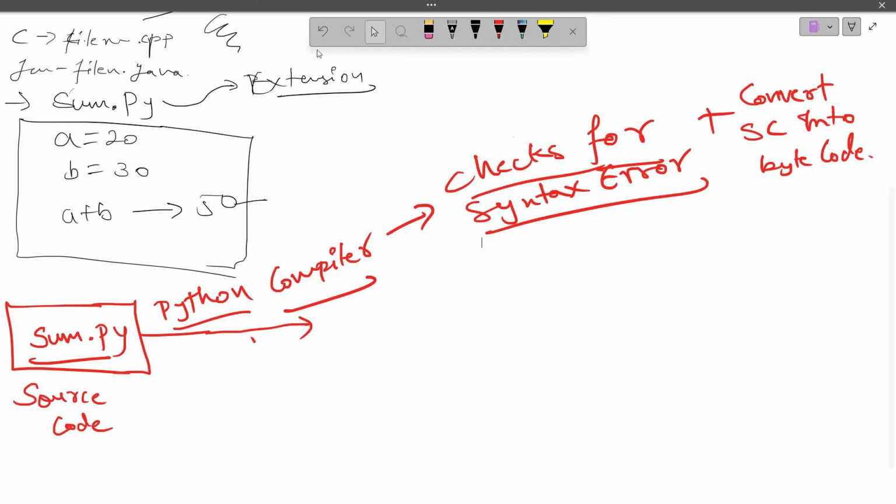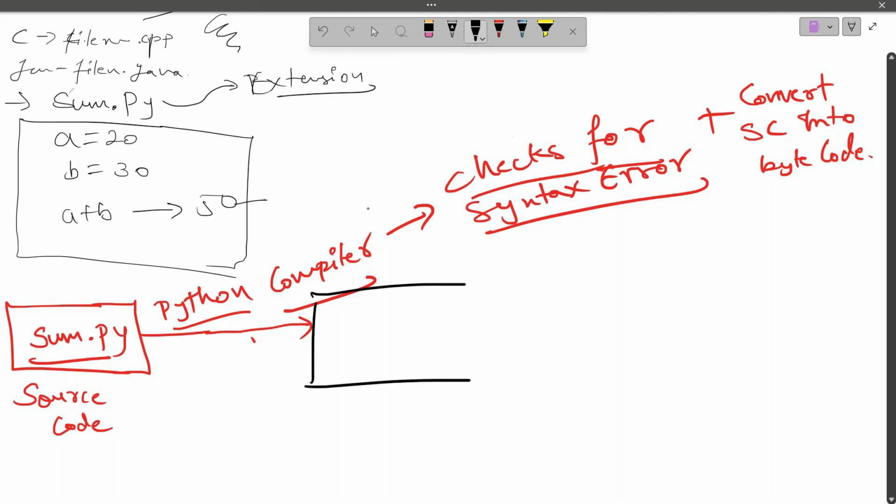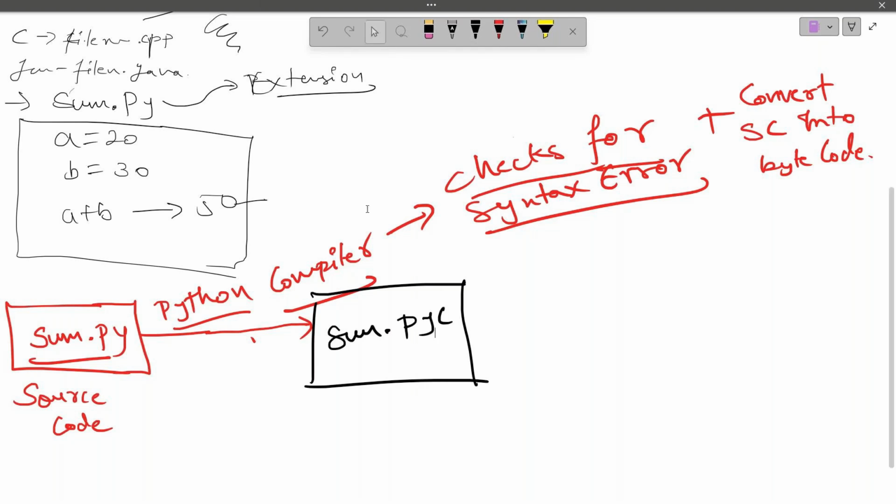Clear it is. Next step is what? Once this is getting compiled, this will become sum.pyc. This pyc file is nothing but bytecode. Is it clear? And who converts this source code into bytecode?